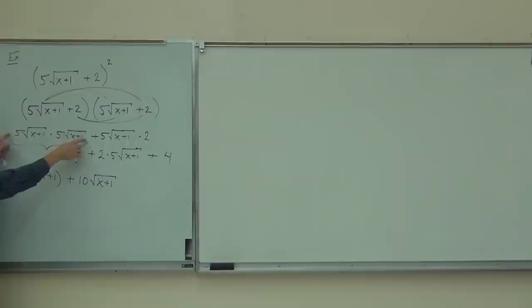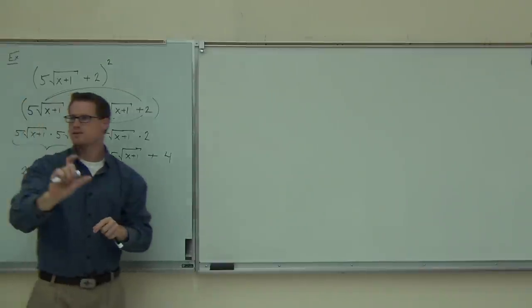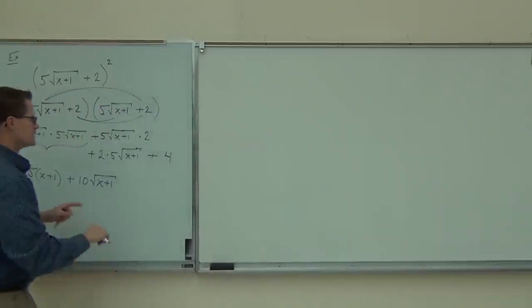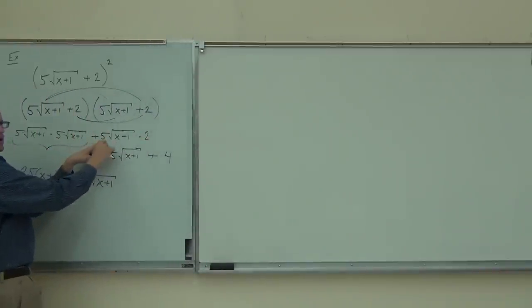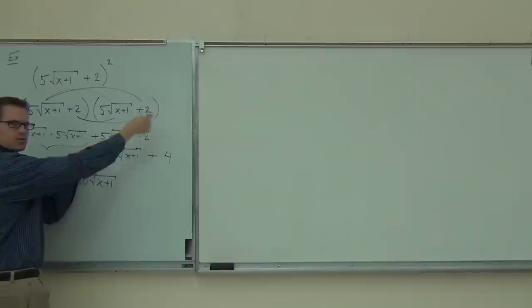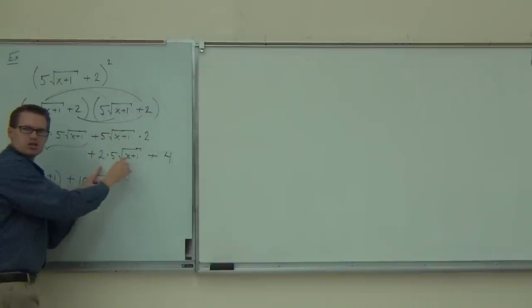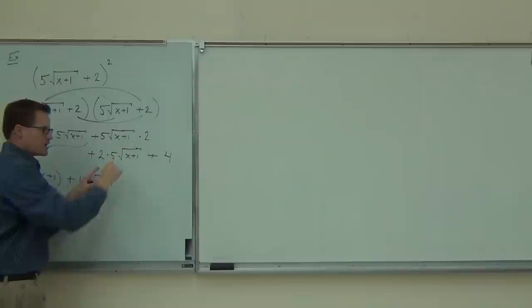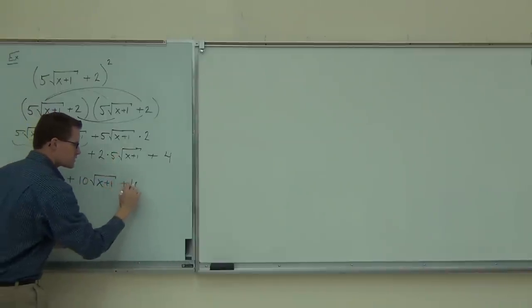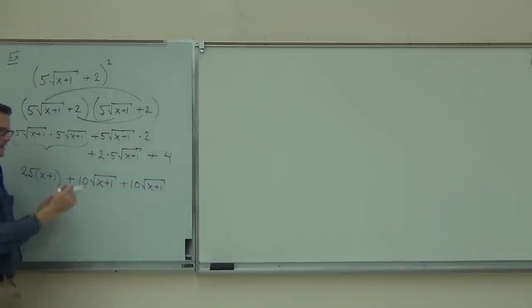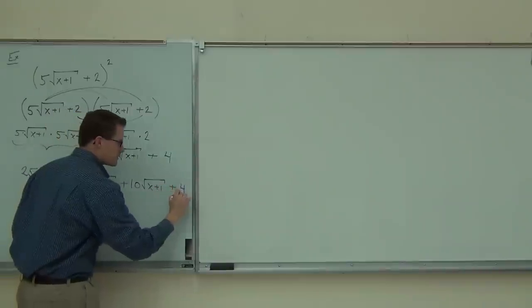Okay, so I have 25 x plus 1. Where does the square root go? You multiply a square root times itself. That gets rid of that radical. I showed you why down here about 10 seconds ago. Here, the 2 gets multiplied by our term. There's no root here. It cannot go inside the other root. Same thing happens here. It's exactly the same expression. I just have the 2 in front of my 5 instead of behind my root. So I get plus another 10 square root of x plus 1. And lastly, I have that plus 4 hanging on to the back end.